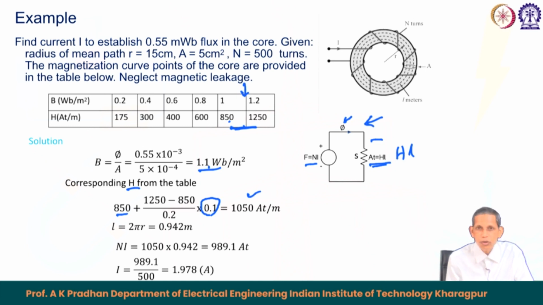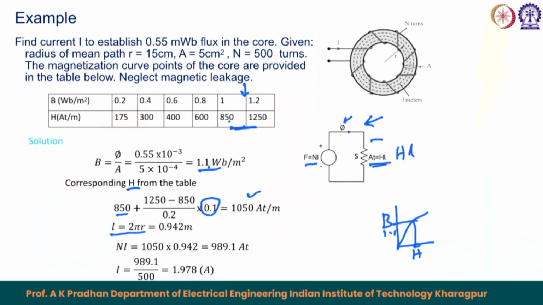Otherwise, someone can plot the B versus H, and from this plot you can find what the corresponding H value is for 1.1. However, here we have considered linearity between 1 and 1.2, and based on that we find this to be 150 ampere turn per meter. So, that becomes the H. L equals 2 pi r, r is the given mean radius for this case, so that becomes 0.942 meter.